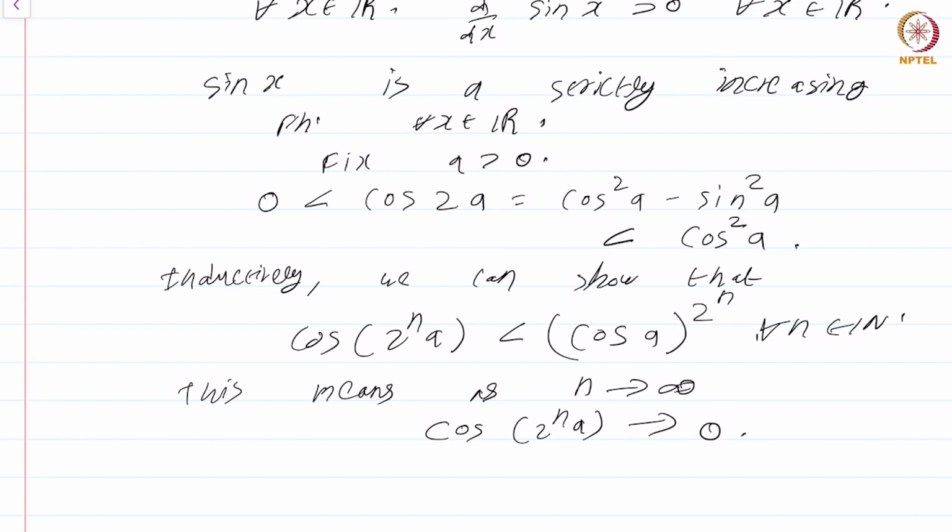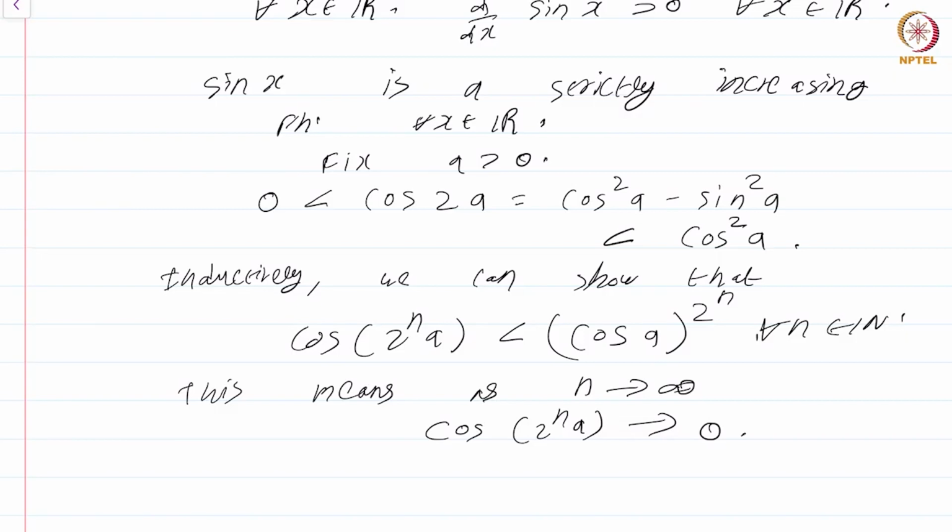Okay, this happens because we already know that cos a is definitely going to be strictly less than 1. Why do we know that cos a is going to be strictly less than 1 when a is greater than 0? Because sine is an increasing function. Sine a will be non-zero and positive, so cos a cannot be 1. Okay, so cos 2^n a approaches 0.